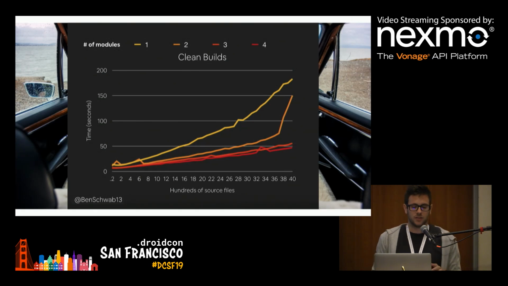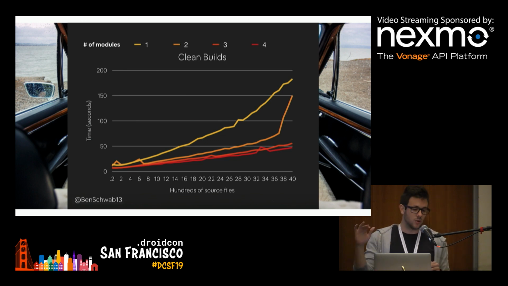And he did a very cool project where he was testing creating a project with lots of source files and making clean builds, and so on. So if you can see up here, if you have one module with parallelism enabled, you can't build anything in parallel. So the clean build time will always go up and up.